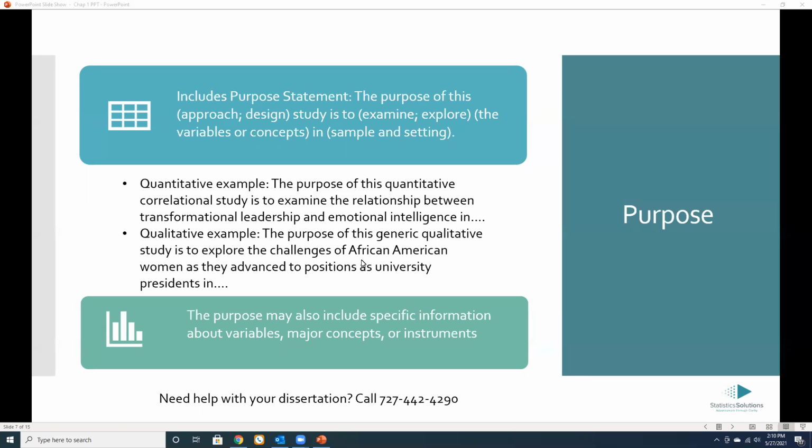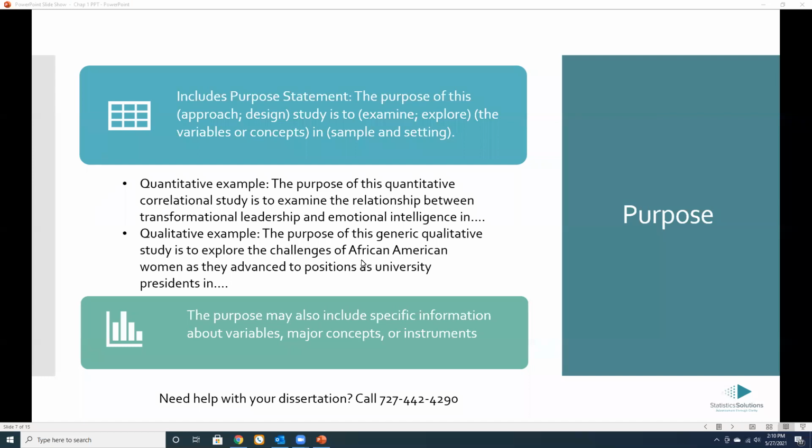And then you would have your particular sample or setting. So I've given you a couple examples here. The purpose of this quantitative correlational study is to examine the relationship between transformational leadership and emotional intelligence in teachers in Southwestern schools, high school level, whatever your particular setting and your particular participants are. So that's the purpose statement.